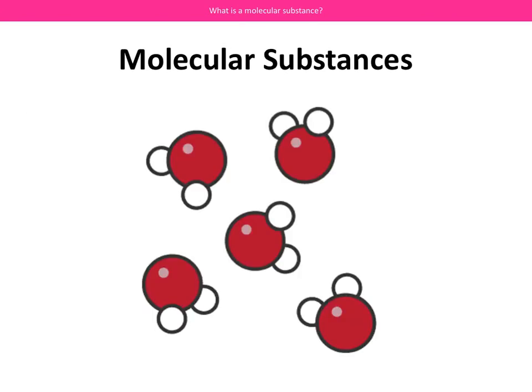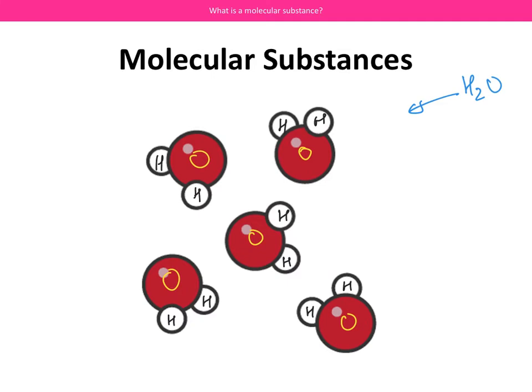I'm going to label the atoms in this molecular substance because I think that will help us understand a little better what we're considering here. Each one of those red atoms is an oxygen, and each one of those white atoms is a hydrogen. So have a think about what substance you think this might be. You may have realized that what we're looking at here is H2O.